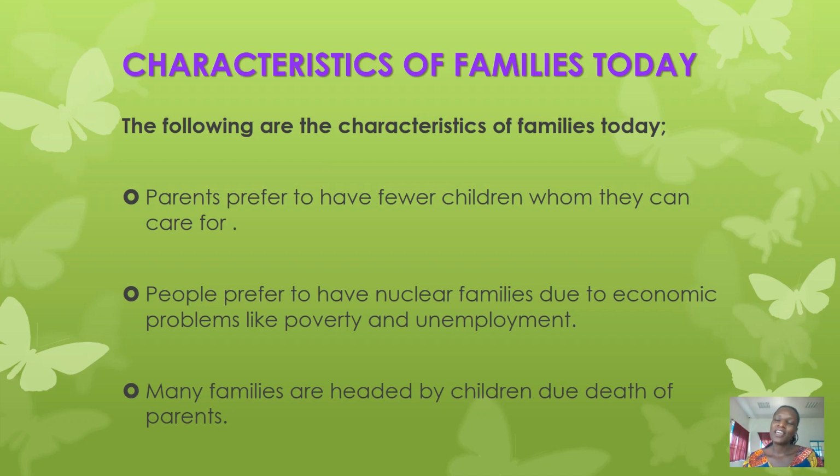Let us look at characteristic number one. In our families today, parents prefer to produce few children whom they can care for when it comes to good education, taking them to good hospitals, giving them the best clothes they can, and providing the best balanced diet in terms of food. That is why parents prefer few children in their families.